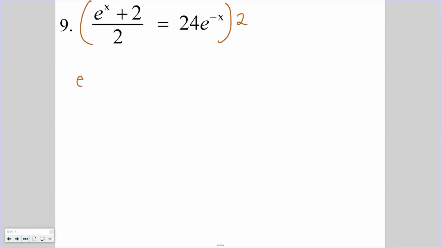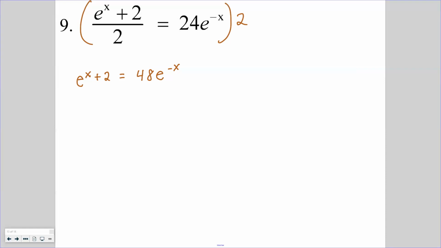And that's going to leave me with e to the x plus 2 on the left is equal to 48 times e to the negative x. All right, once I've taken care of the fraction, we have something that looks maybe less complicated, but we're solving for x and we have a positive x power and a negative x power.